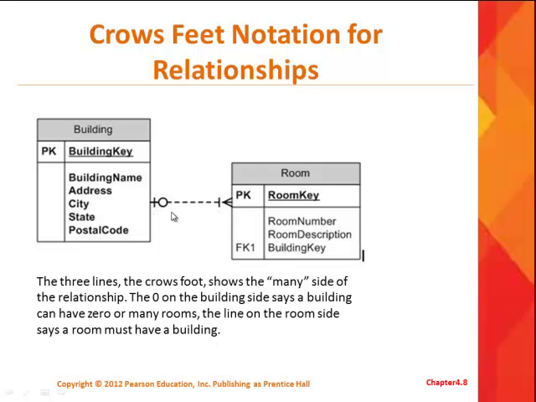But you also notice there's 2 other notations. This is something called the minimum cardinality. And I'll talk about that in a later video that comes up later in the chapter. But this is also a one-to-many relationship with the crow's feet notation between 2 entities.